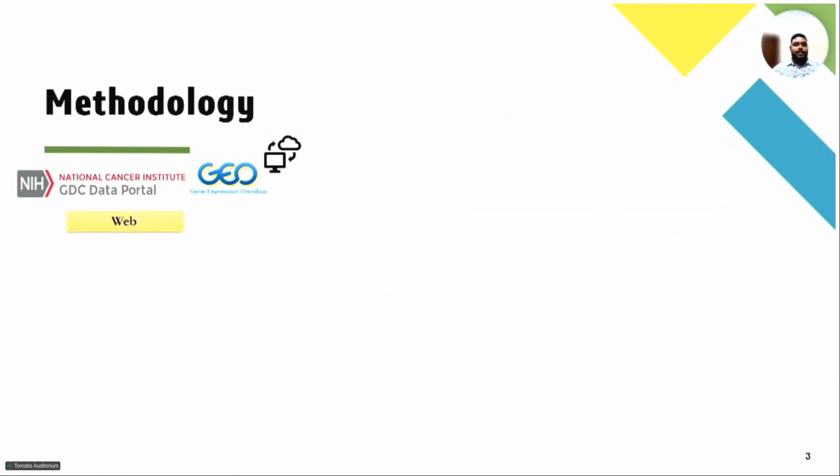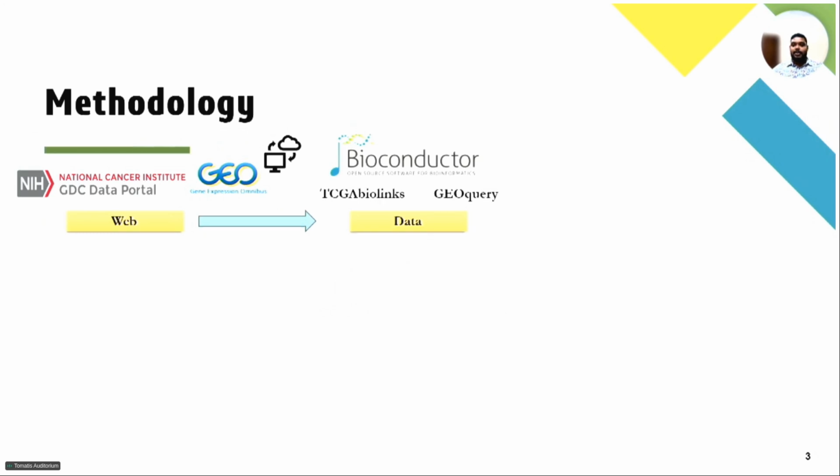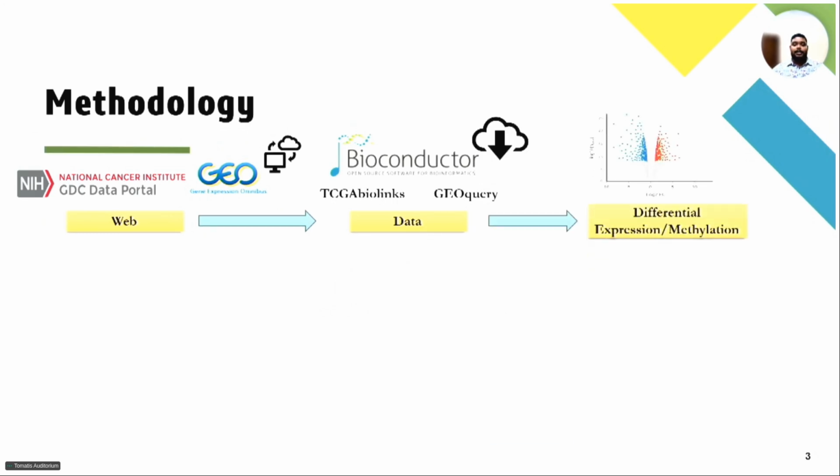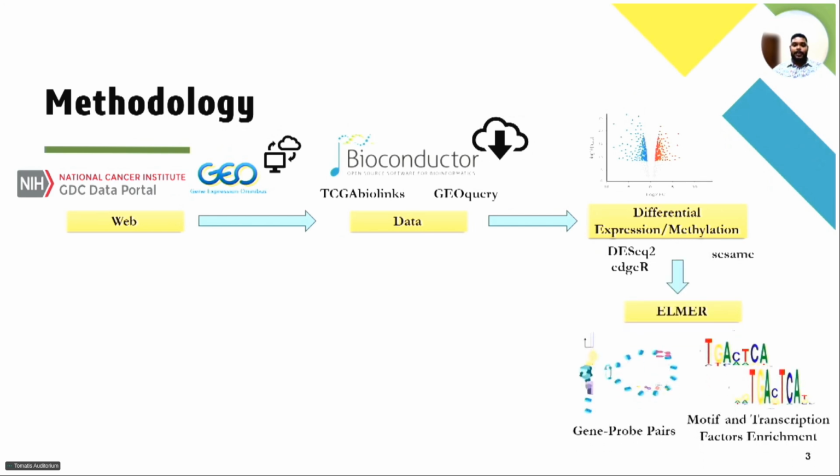The transcriptomic and DNA methylation data sets were acquired from the TCGA database and Gene Expression Omnibus using Bioconductor packages called TCGAbiolinks and GEOquery. The differential expression was carried out using the DESeq2 tool and the ExVar tool. The differential methylation was achieved using the CSAM package. These data sets were subjected to the ELMER analysis, which was achieved by creating a multi-assay experiment object and separated into primary tumor and solid tissue normal samples.